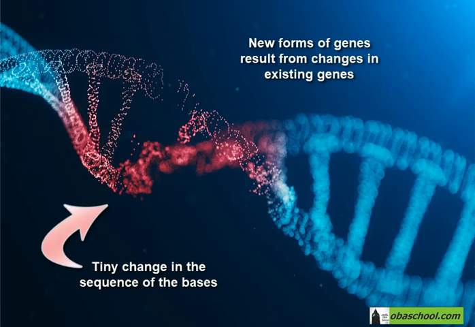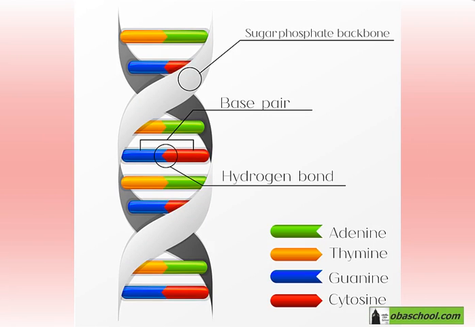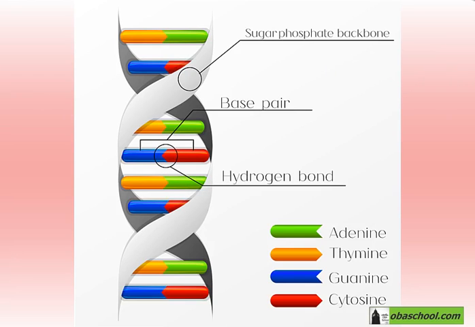Mutations occur all the time, often as a result of a mistake made in copying the DNA for new cells as they reproduce. So instead of an adenine base pair, for example, maybe a cytosine base pair is put. This introduces a change in the sequence, which is what we call a mutation.